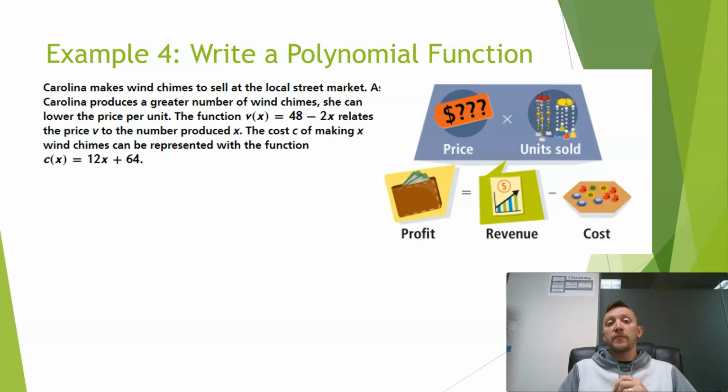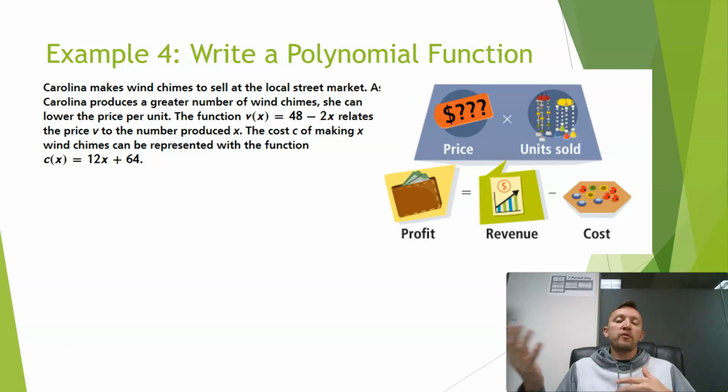So that's what we're going to do here. That function, the 48 minus 2x, represents the number of units sold. Okay, so that function there represents the price. The number of units sold is just x. So what we're going to do is multiply x times that equation that represents the price to figure out what the revenue would be.